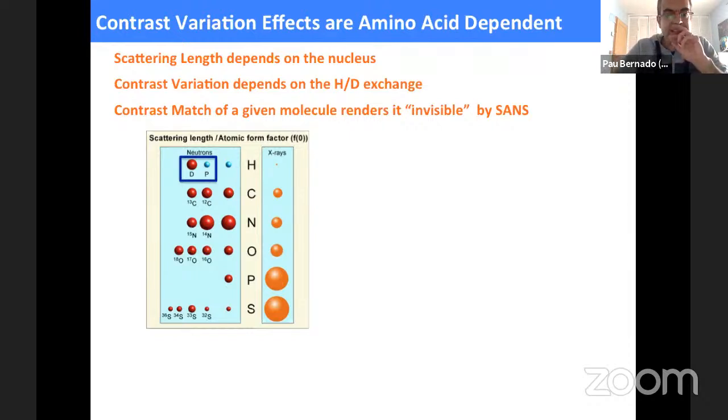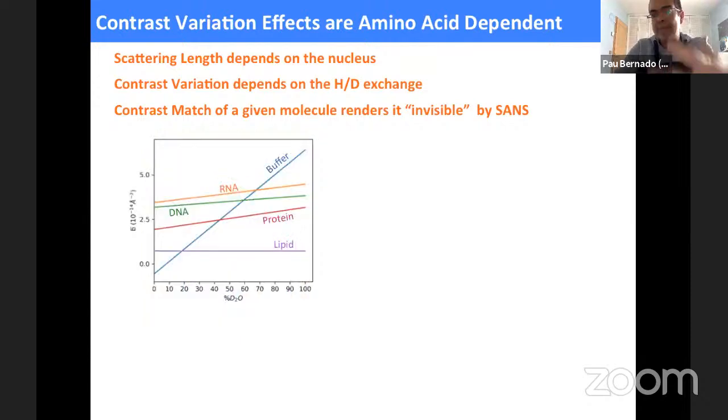So which means that depending on the density of protons that you have in your system, you will have more or less a scattering length density of the different biomolecules that you can have. The funny thing is that, of course, when you change the proton-deuterium ratio in the buffer, there is an exchange of protons and deuteriums of the exchangeable protons of your biomolecule system, and some systems like proteins kind of exchange, and there is some sort of a slope.